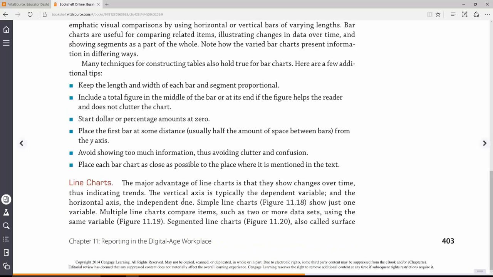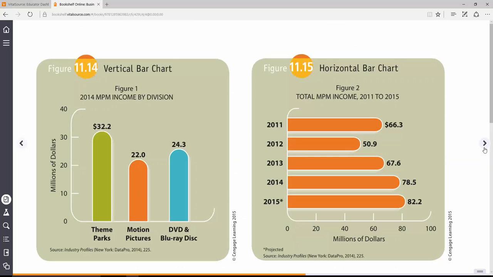Line charts: the vertical axis, which is up and down, is typically the dependent variable. The horizontal axis is the independent one. Simple line charts show one variable. Multiple line charts compare items. Okay, and segmented is also called surface. Let me get to surface charts.